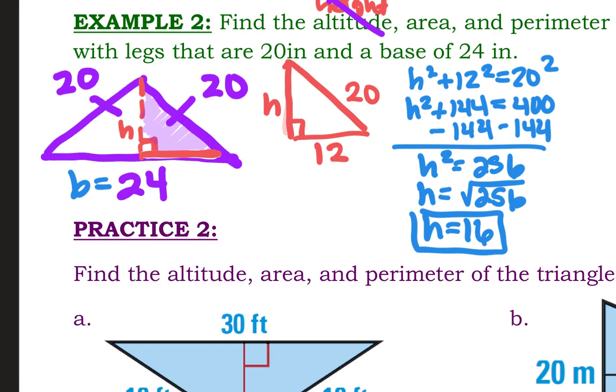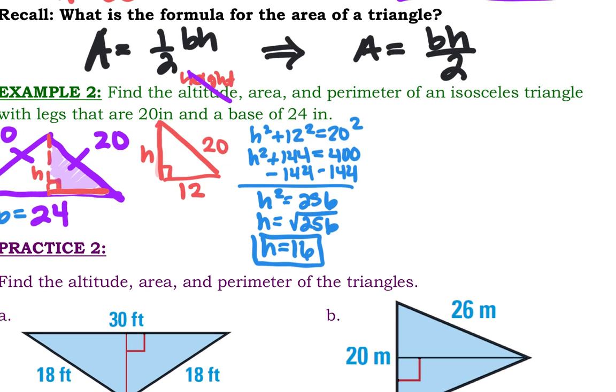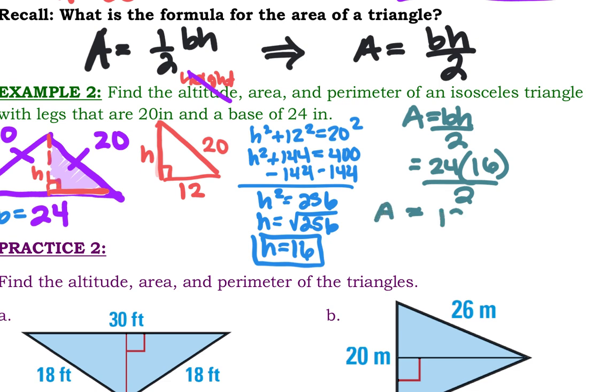Now let's find the area. I had you guys write that formula up here. The area is base times height divided by 2. Well, we found the base. What did we label the base? 24. Good. And we just found the height. We said the height was 16. Good. And then divide it by 2. So 24 times 16 divided by 2. Our final answer here would be 192. And this is in inches, so they would be inches squared because it's area.